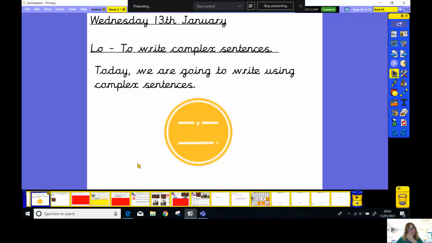Okay, so if you could pause the video and write today's date, Wednesday the 13th of January, and LO to write complex sentences. Don't forget to underline both things with a ruler, please. Good. Okay, so today we're going to be writing using complex sentences.